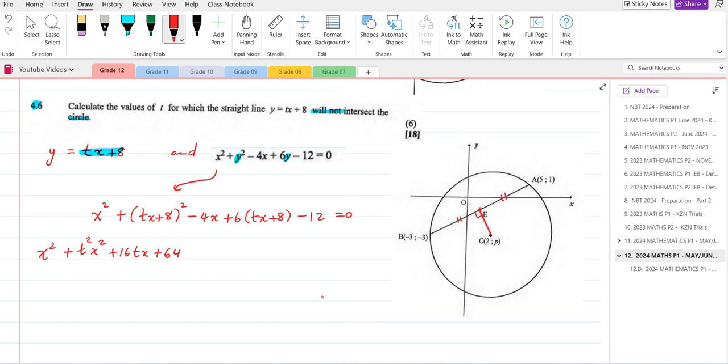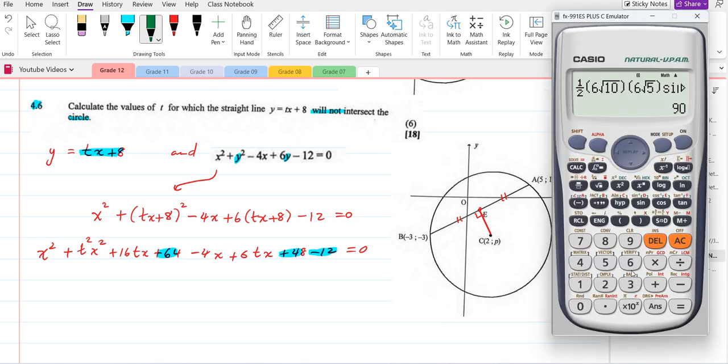Minus 4x plus 6tx plus 48, 6 times 8, minus 12 is equal to 0. Right, so I want to add up all the constants. 64, 48, minus 12. Those are all the constants I have. So if I add up all that, 64 plus 48 minus 12, I've got 100.